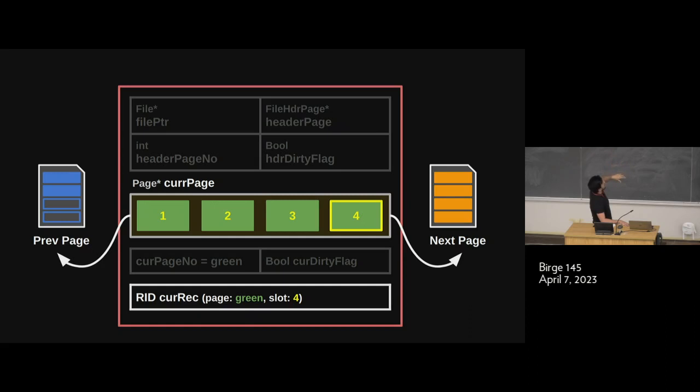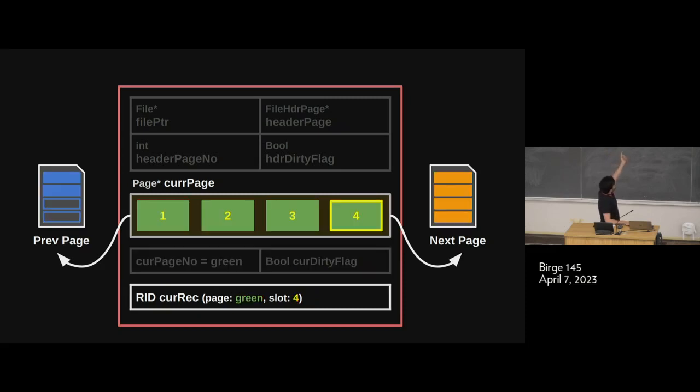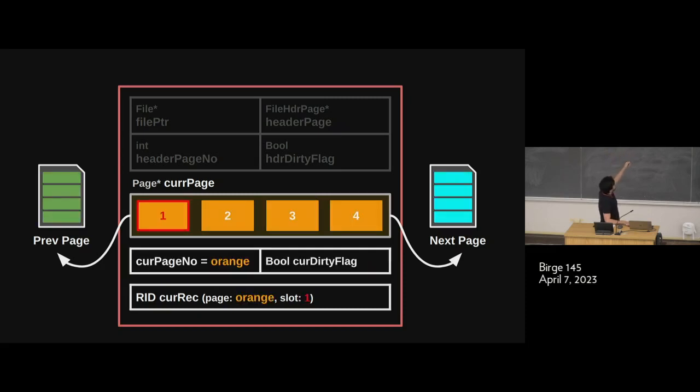So this whole class has a bunch of fields. If I bring the next page into the current page, I have to make changes to some other fields in this class. I have to make a change to obviously the current page variable, right? I'll load that current page in. I'll also need to change the current page number variable. And the current page number will change from green to orange. Also, I'll update the current record field to change the page number to orange. And I'll start from the very first record in that new page, because I have to scan this new page from the very beginning. So I'll set the slot number as 1. And then I'll start iterating over each record one at a time.